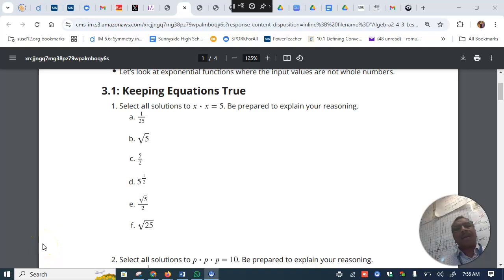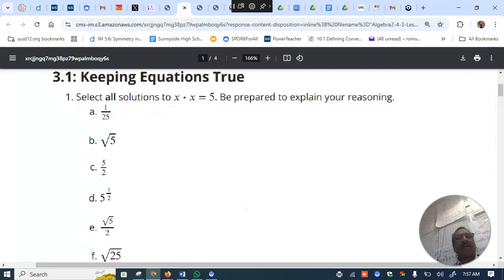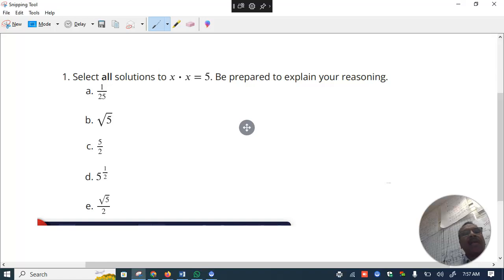Okay, so lesson number 3 has three tasks: 3.1, 3.2, 3.3. The first one is keeping the equations true. You can see which are the solutions to x times x equals 5. Okay, so the question is, can this be true? Why is this not correct?